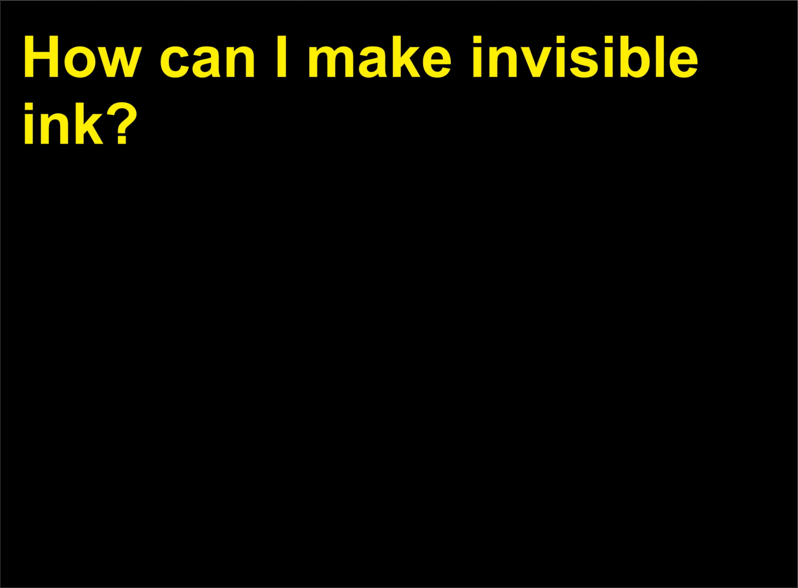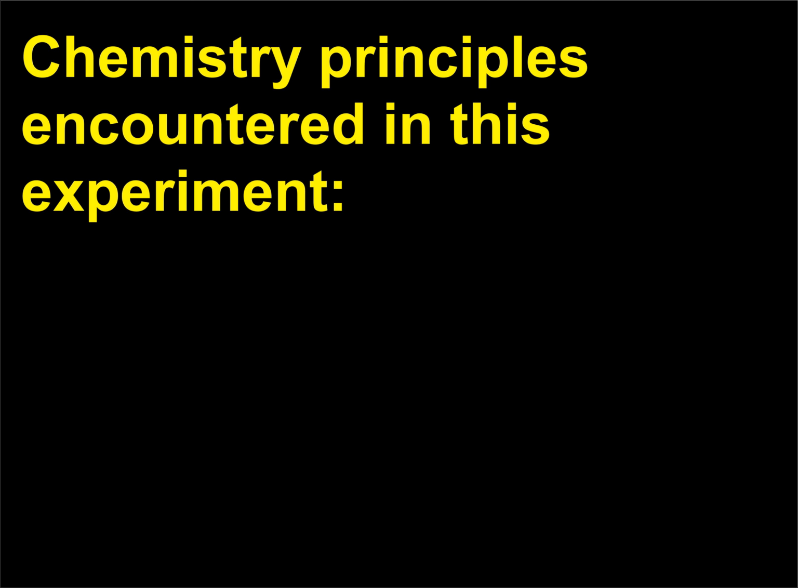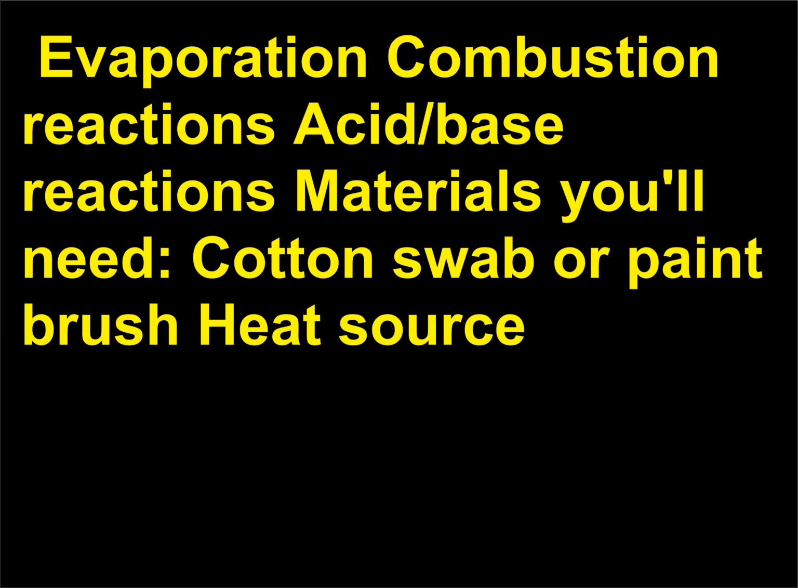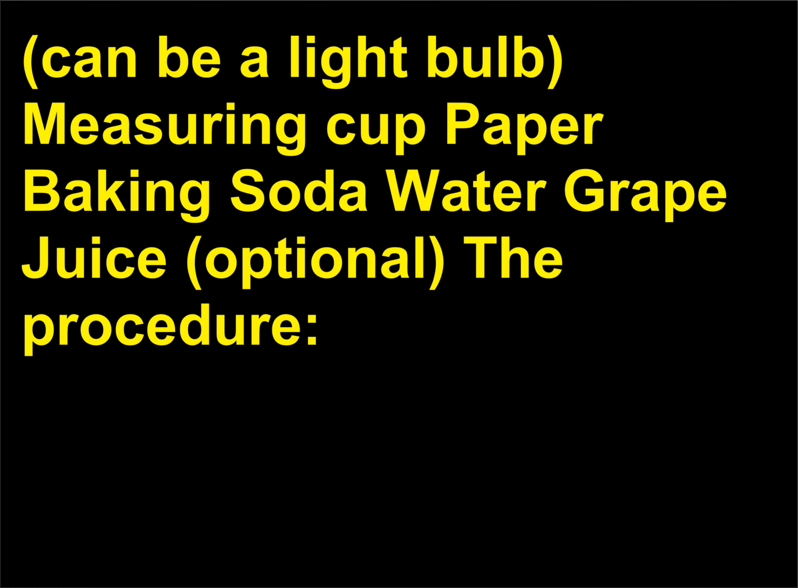How can I make invisible ink? Chemistry principles encountered in this experiment: evaporation, combustion reactions, acid/base reactions. Materials you'll need: cotton swab or paintbrush, heat source (can be a light bulb), measuring cup, paper, baking soda, water, grape juice (optional). The procedure.